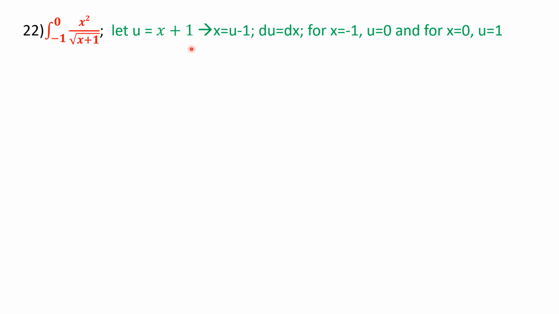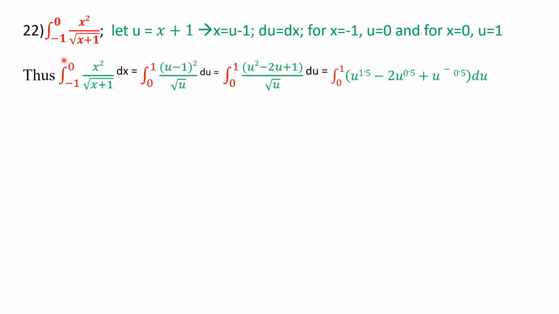Now that we're ready for executing the integration using the substitution, we could go ahead and get going. We know that x squared should be equal to u minus 1 squared because x is equal to u minus 1. And we also know that square root of x plus 1 must be equal to square root of u because u is equal to x plus 1. So our integration is right here.